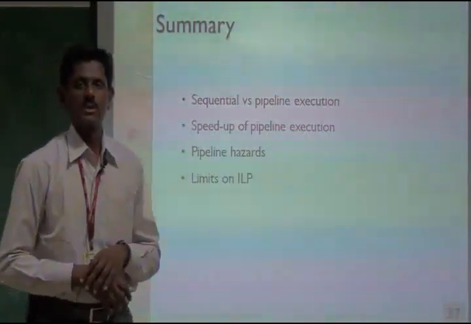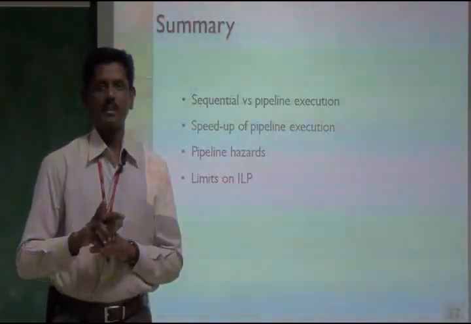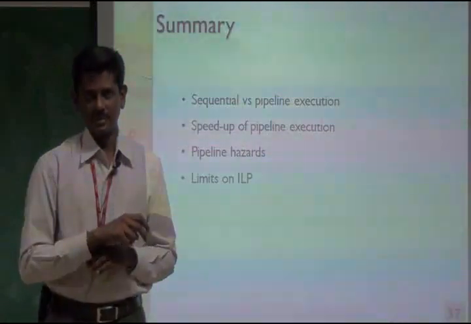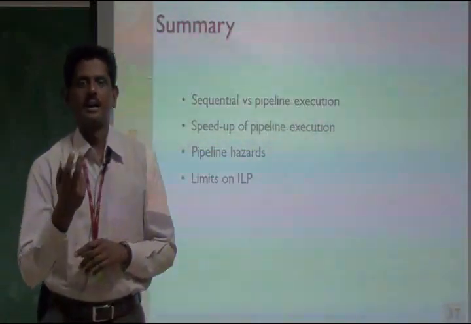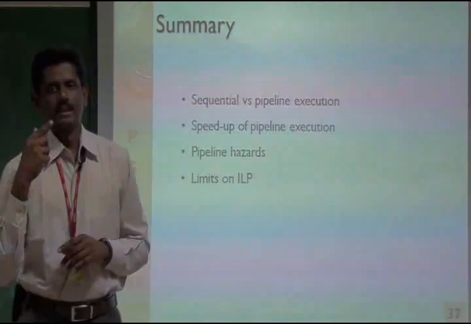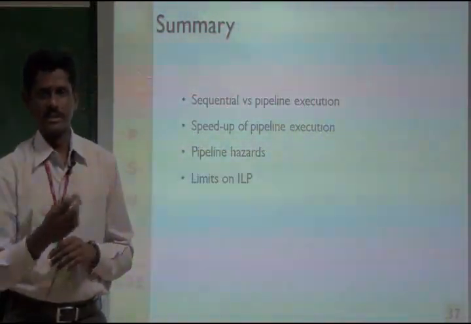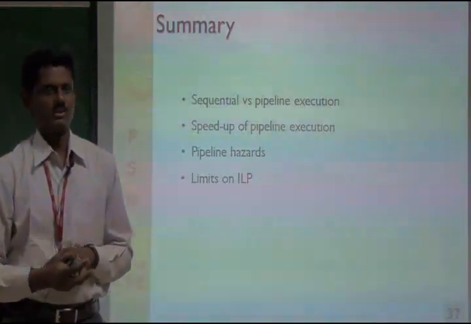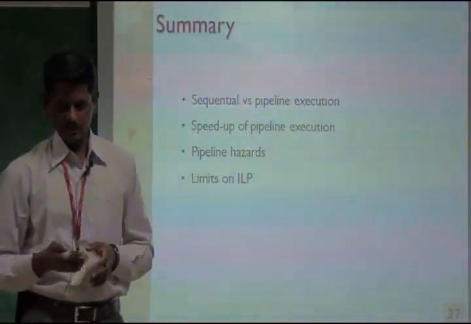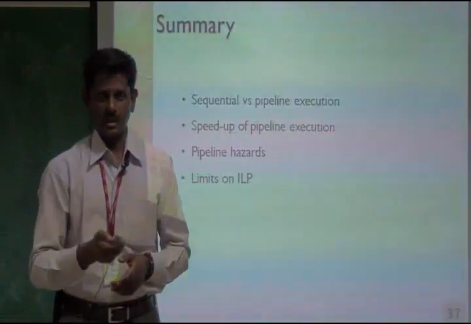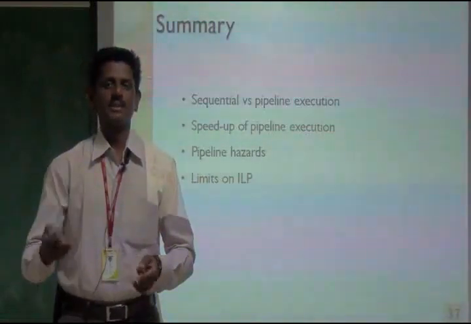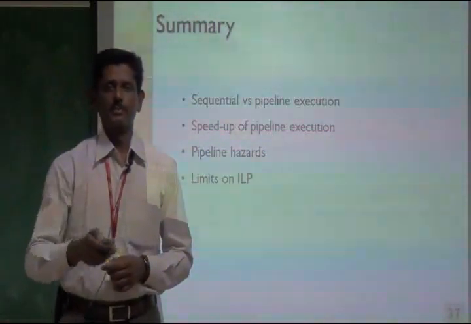The third one is control hazard. Using some branch prediction scheme, the compiler or the hardware finds the branch outcome in an earlier stage. By that, it can reduce the number of stalls. So these are the ways to reduce the number of stalls. By that, it is possible to increase the speed of the computer.